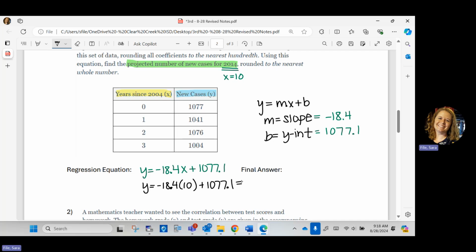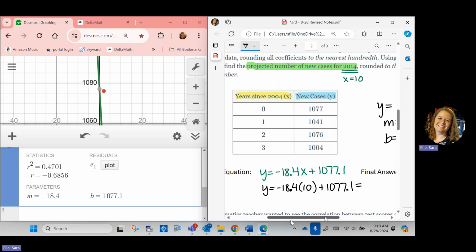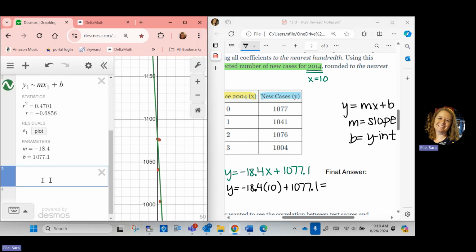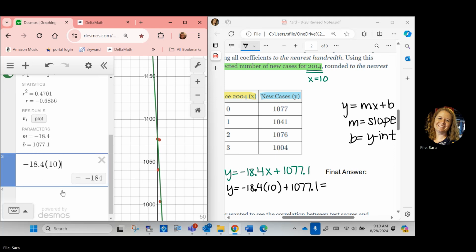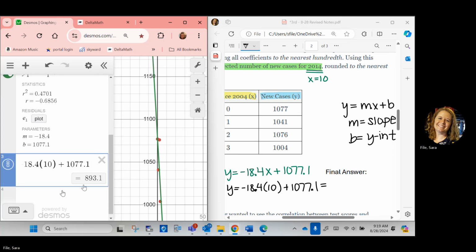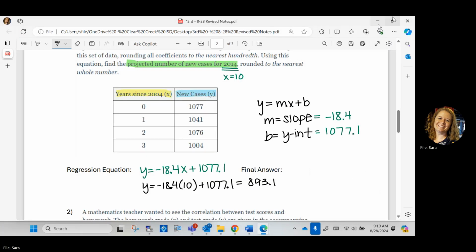I do not have to calculate this by hand. We can go back to Desmos over here and type that in. So I'm going to come to this next line and I'm going to do negative 18.4 times 10 plus 1,077.1. So I get 893.1. But what does it say here to round this to? It says to the nearest whole number.